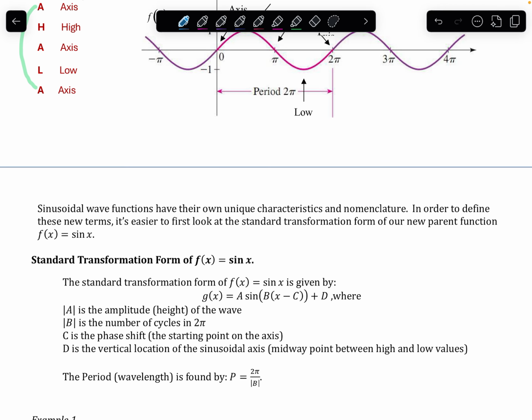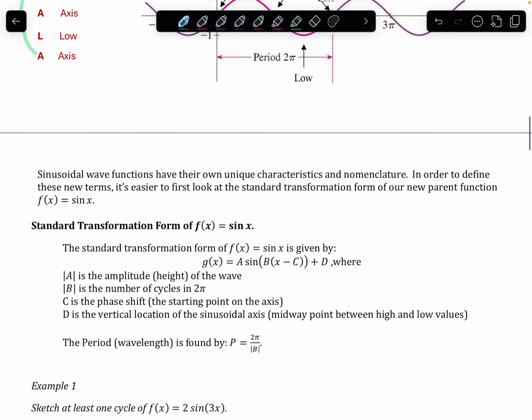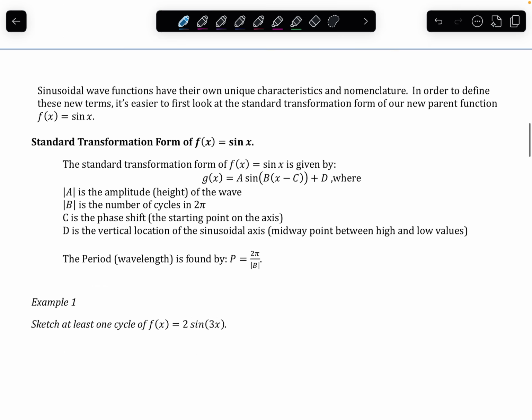Here's your standard transformation form of sine. That's going to be very important for this section, and it gives you the values of what each variable A, B, C, and D stand for, and then the formula for the period or wavelength of the function as well. All right, sketch at least one cycle of f of x equals 2 sine of 3x.